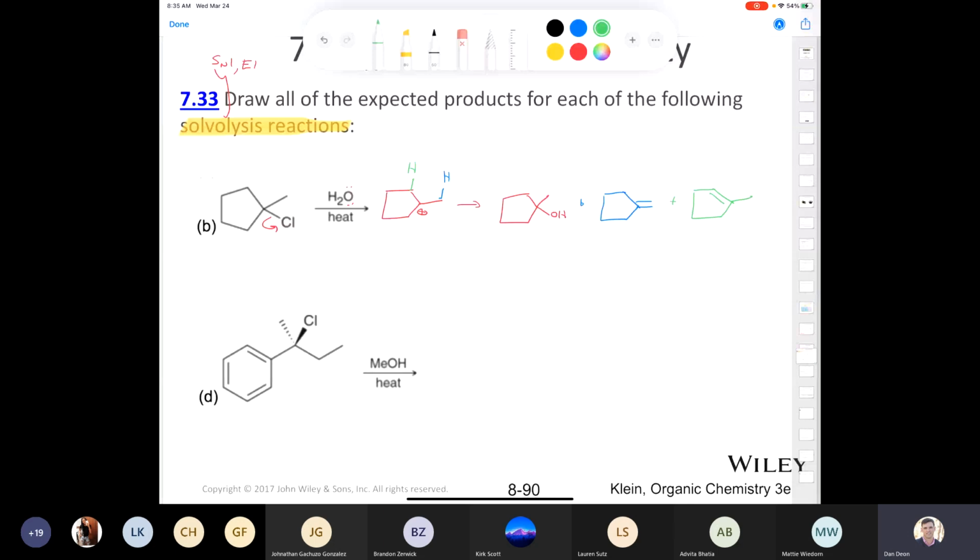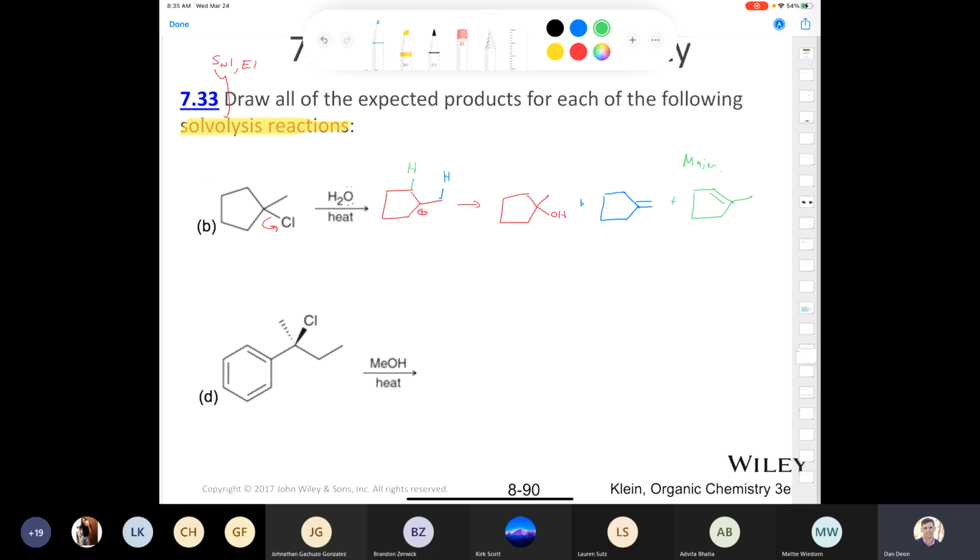And it's not a trick question. Just by color. Red, blue, or green? Yeah, thanks, Skylar. This is going to be the major product. Why? Because this is the most substituted alkene. It's not meant to be a mind-boggling problem or anything like that. It's just a good old solvolysis reaction.